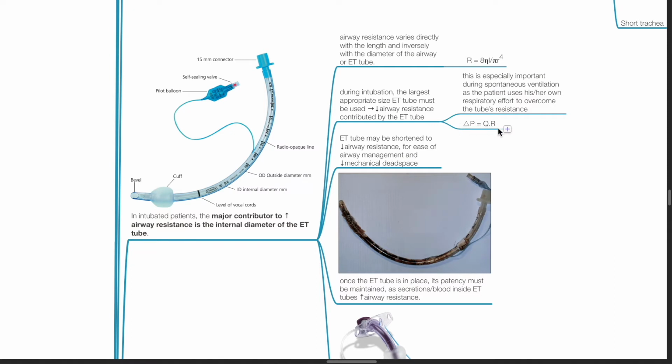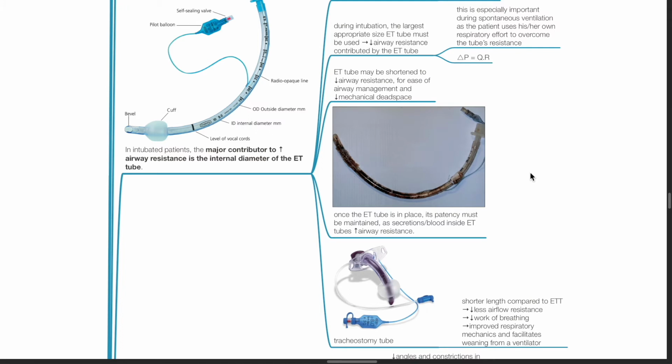When there is an increase in resistance, there is an increase in pressure gradient required to maintain a constant airflow. The endotracheal tube may be shortened to reduce airway resistance, for the ease of airway management, and to reduce mechanical dead space. Once the endotracheal tube is in place, its patency must be maintained as secretions or blood inside the ET tube increases airway resistance.